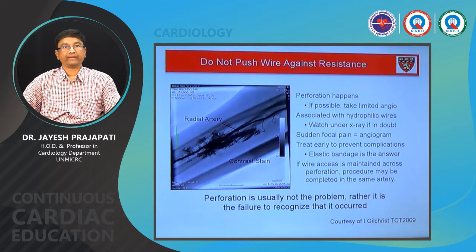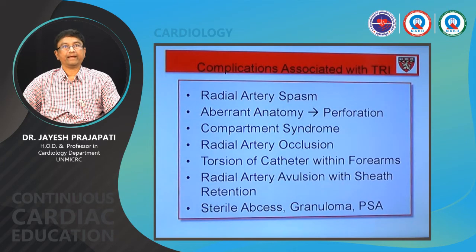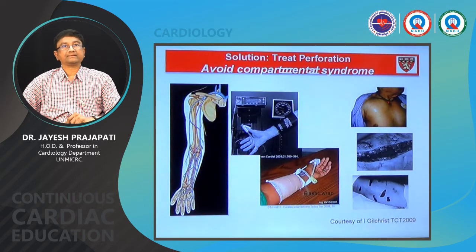Sterile abscesses, granuloma can also occur. These are the anatomical variations. Already I have discussed. Such kind of perforation can occur, but just apply a bandage. Most of the time it seals off, or you can put a balloon occlusion. That can be done. Suppose the patient develops forearm hematoma, compartment syndrome, then you have to put multiple incisions.